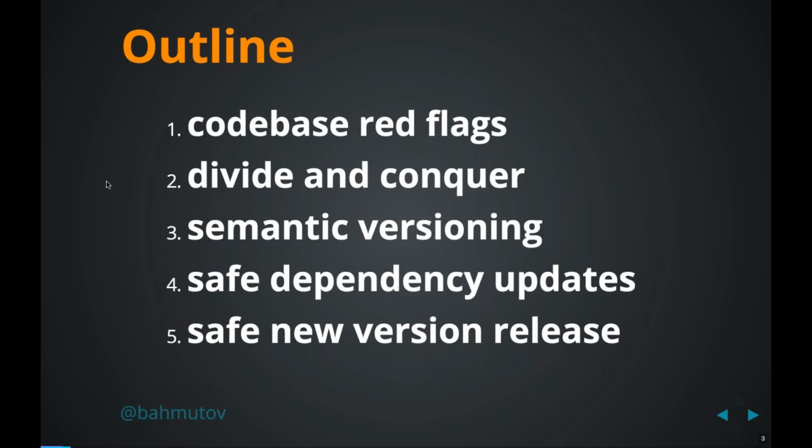The outline of this presentation has 5 parts. First, I'm going to talk about large code bases and then how we solve the problem of large code bases by dividing them into smaller modules. Then we have to talk about semantic versioning, right? What NPM uses. And then we'll talk about 2 things that will make semantic versioning work in reality, which is safe dependency updates, and then how do you actually release software so that you don't break other people so they can update. So let's start.